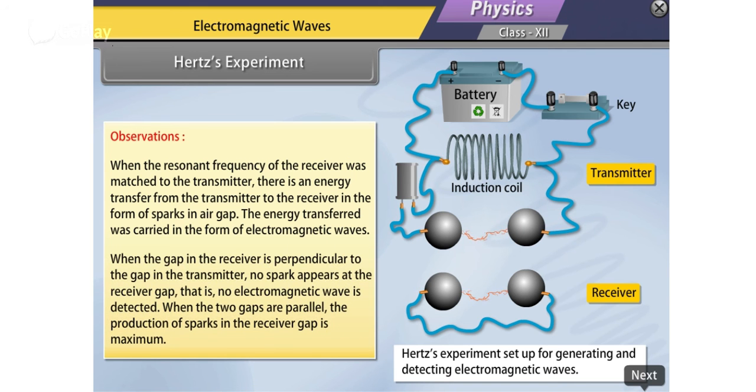When the gap in the receiver is perpendicular to the gap in the transmitter, no spark appears at the receiver gap. That is, no electromagnetic wave is detected. When the two gaps are parallel, the production of sparks in the receiver gap is maximum.